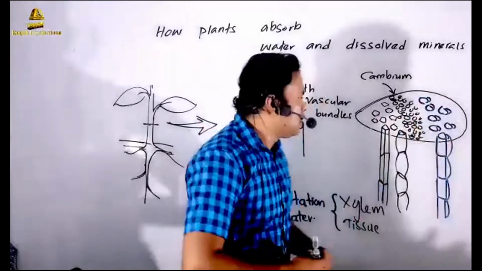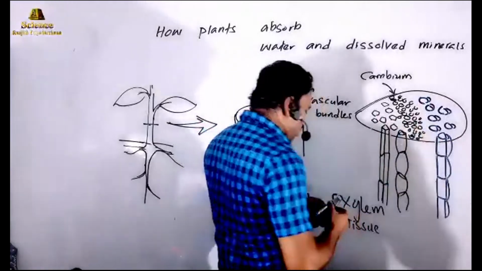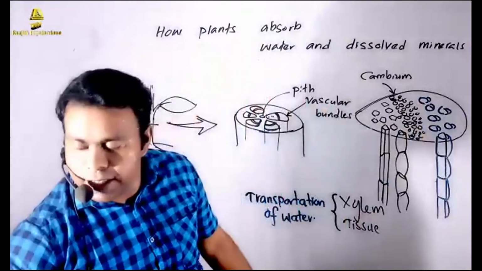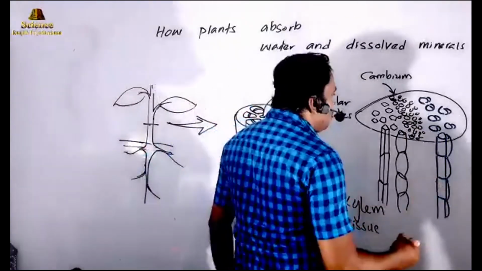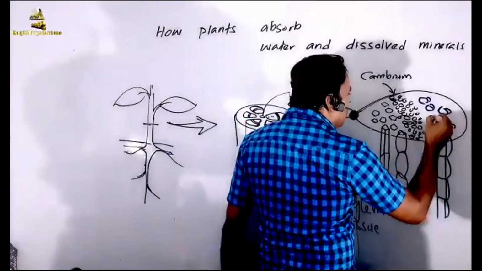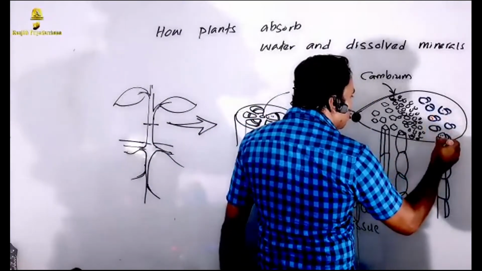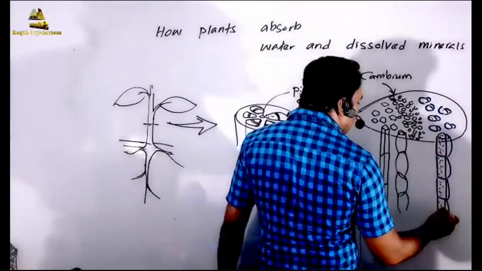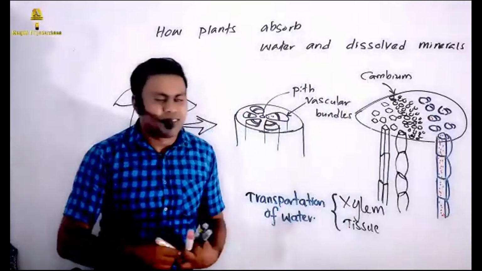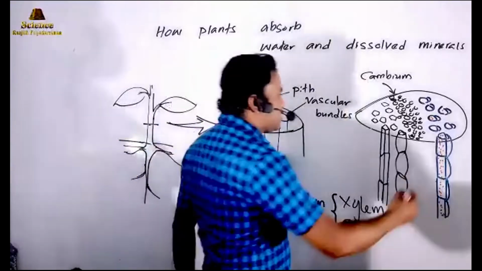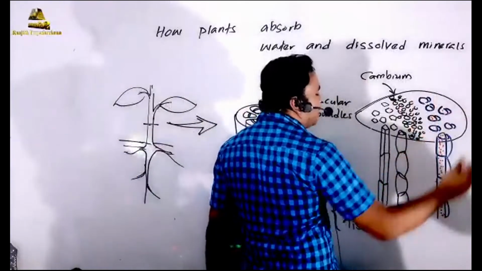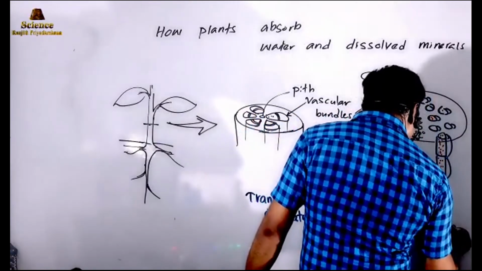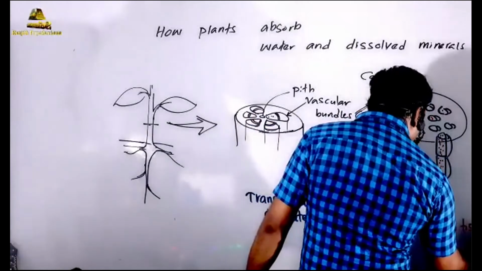So this is how plants translocate foods. The foods made by photosynthesis dissolve in water and are translocated through this tissue. So what is this tissue? Yes, it is known as phloem tissue.